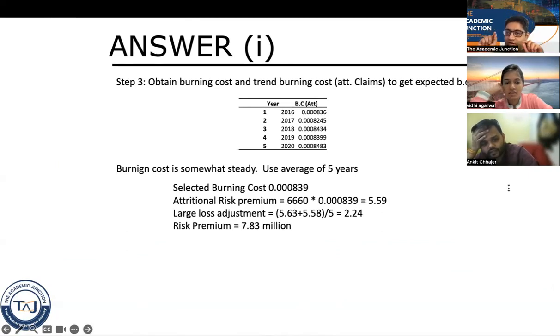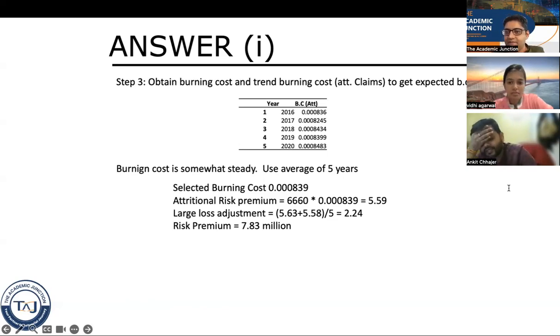So what you did was you added the burning costs together. You calculated the large claim burning cost and then the attritional claims burning cost, and then you added it together. That defeats the purpose of large claims.